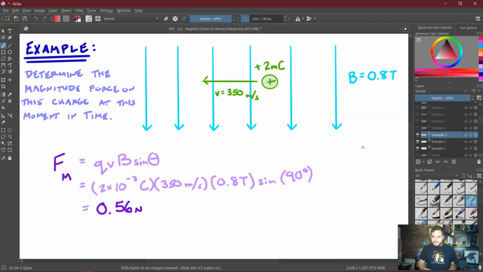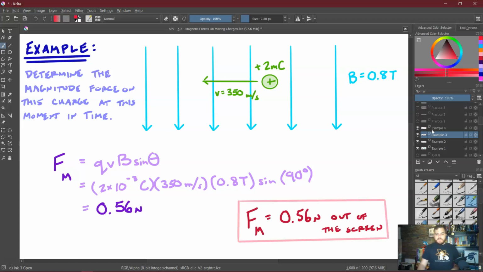What about the direction? Okay, we've got to use our right-hand rule. So we're going to take our thumb and stick it in the direction that the charge is moving. So that's going to be going to the left. We're going to take our fingers and we're going to direct them downward because that's the direction the magnetic field is going. And once again, we are going to get a magnetic force going in the direction of my palm, or from your perspective, out of the screen. So, the magnetic force would then be 0.56 newtons out of the screen.